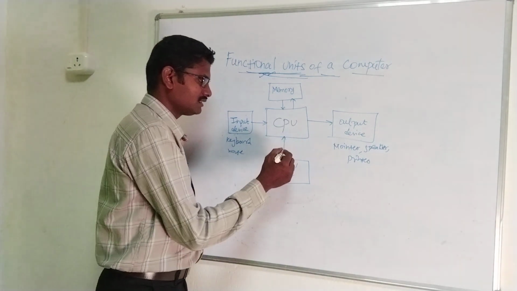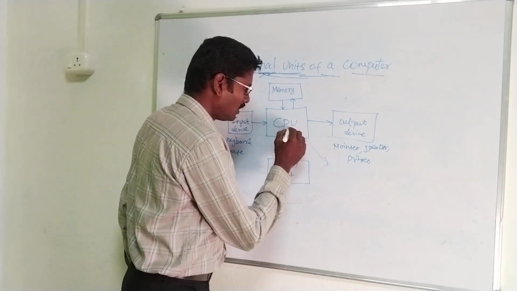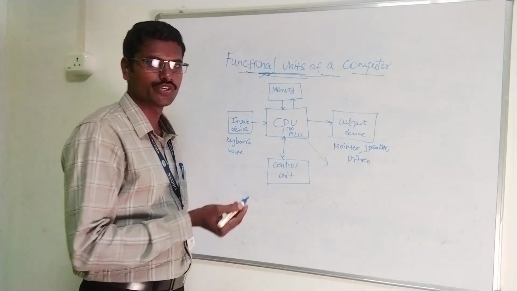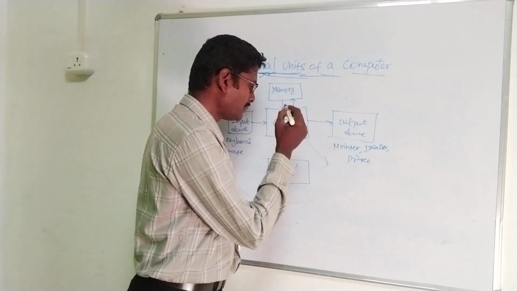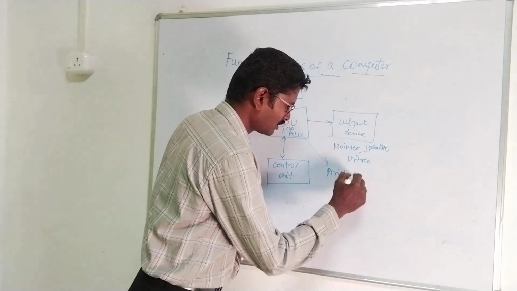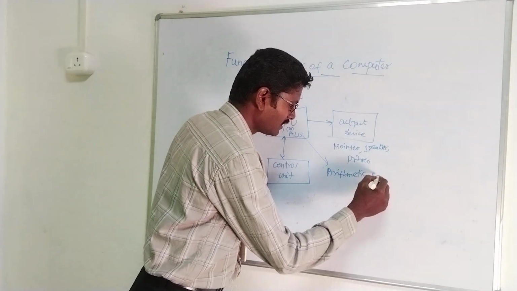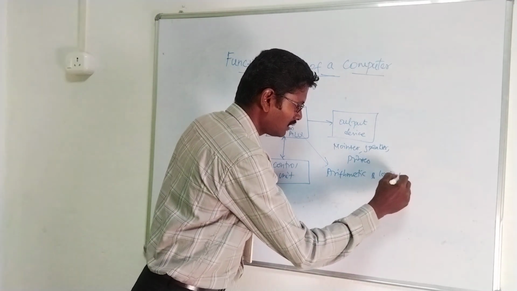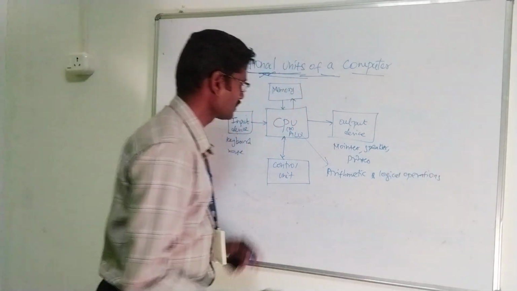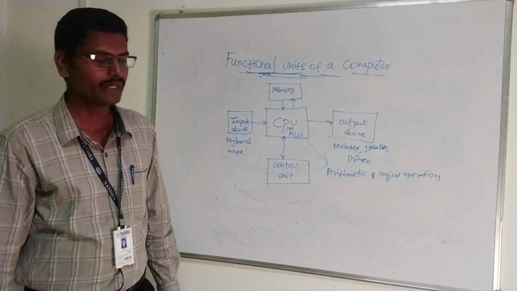So the CPU is the central processing unit, or CPU or ALU, central processing unit or arithmetic and logic unit, both are the same. This will perform the arithmetic and logical operations. This unit is responsible for arithmetic and logical operations. It will do all these operations in this particular block, right?